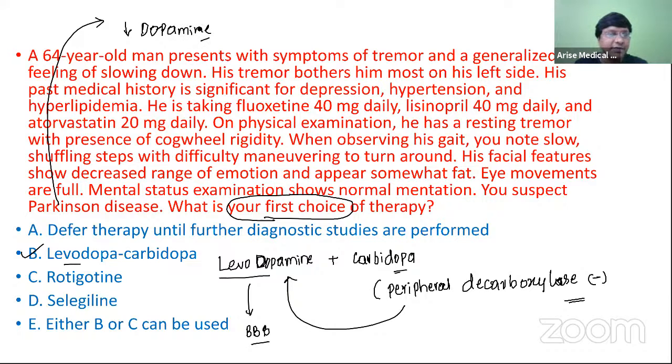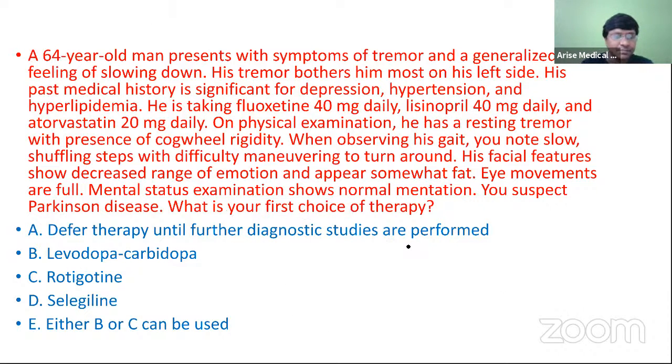But the point is, if you just give only dopamine, dopamine cannot cross the blood-brain barrier. So in the place of it, we give levodopa. Levodopa can cross the blood-brain barrier. But this levodopa will undergo peripheral decarboxylation. And in order to inhibit that peripheral decarboxylation, we give carbidopa. Right? We give carbidopa.